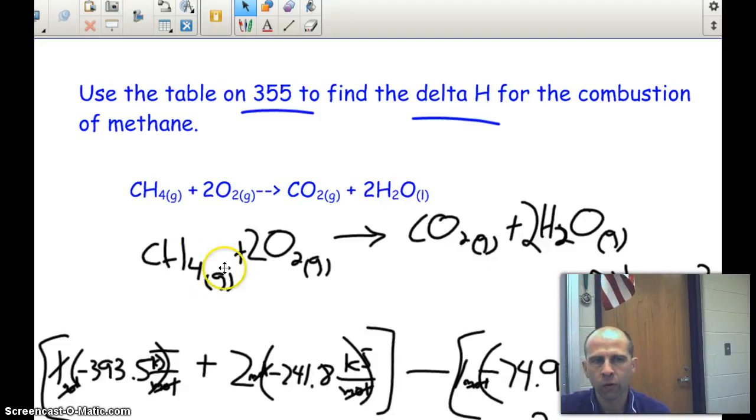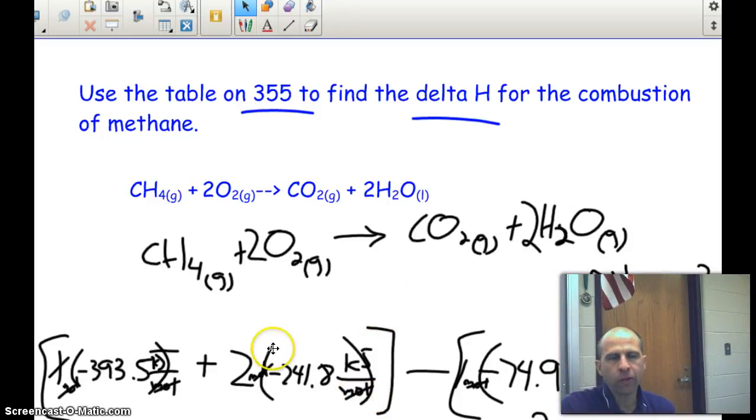We might expect this to be exothermic and have a negative value because this is burning natural gas. You would think it ought to. So what I've done is this whole products minus reactants thing. The products include 2 moles, and if you check, this negative 241.8 kilojoules per mole is for water vapor from that table on page 355.